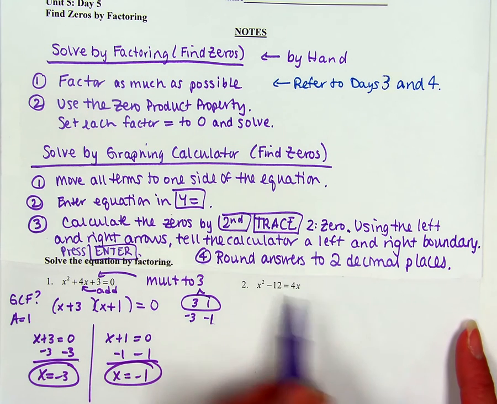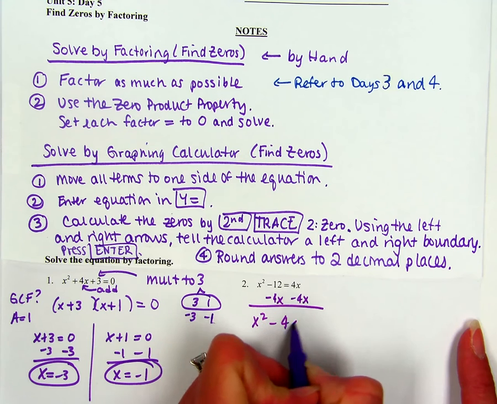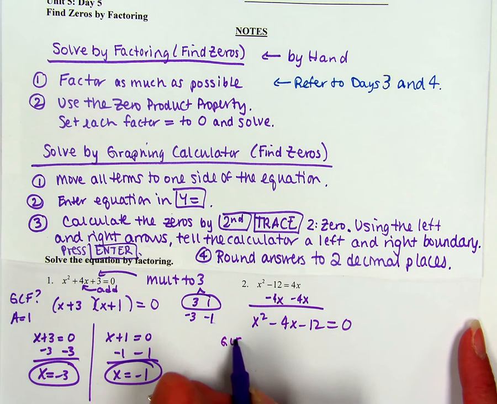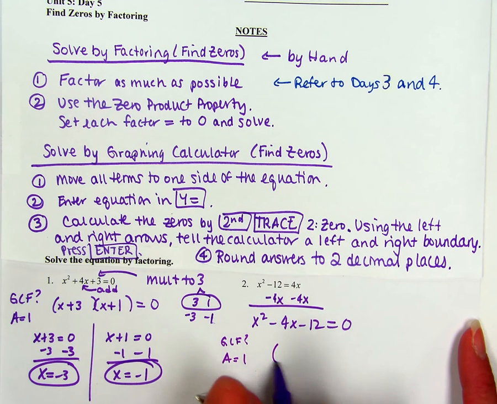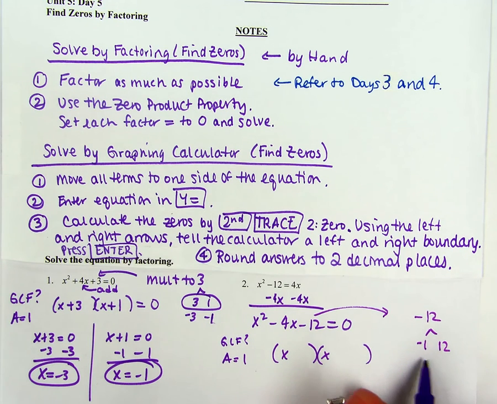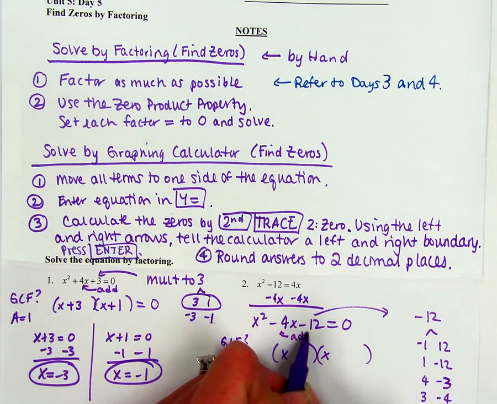For number 2, we need to first move the 4x to the other side. So you have x squared minus 4x minus 12 equals 0. Now you're left with a problem just like we did before. So no GCF, a is 1, so therefore I know it's going to be x and x, and I look at what multiplies to negative 12. All right, but it has to add to my middle term, so it has to add to negative 4.